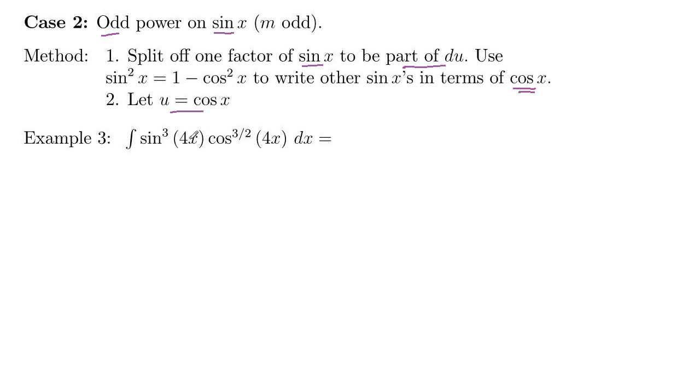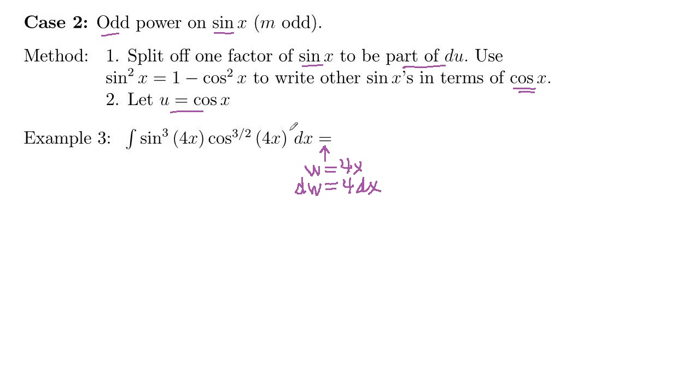Integral sine cubed 4x cosine to the 3/2 power 4x dx. So I see an odd power on that sine, so that's the one that I'm going to break off to be part of my du. However, these are sine and cosine of 4x, so I'm going to do a simplifying substitution here first. Let's use a different variable. Let's call it w. So let's let w equal 4x. Then dw is going to be 4 dx.